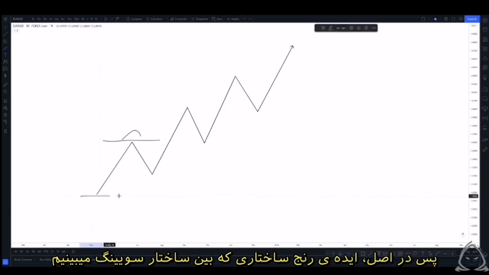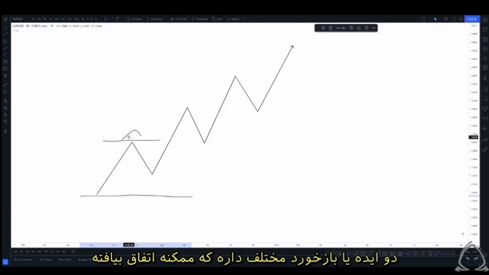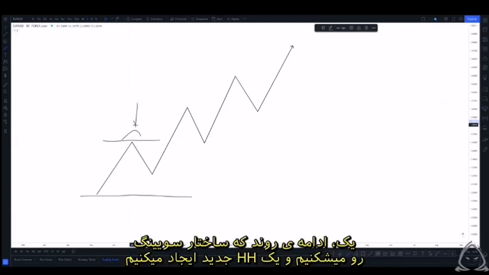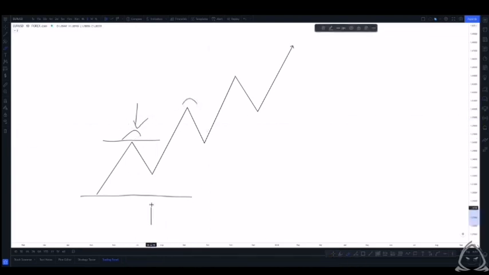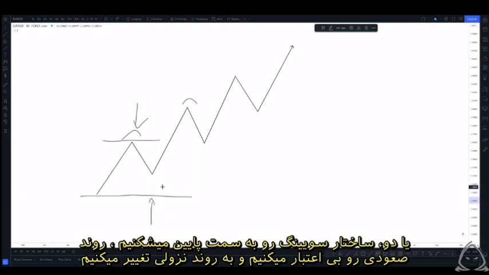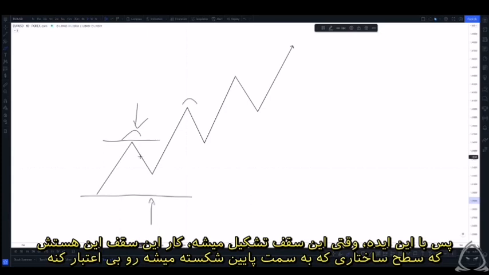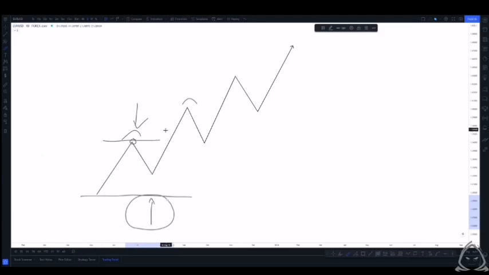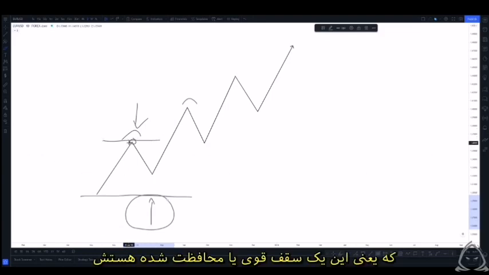So in essence, within this structural range between the swing structure, there are two different outcomes that could happen. One, the continuation of the trend where we break swing structure and create a new higher high, or two, we break swing structure to the downside, invalidating the bullish trend and switching to bearish. So with that in mind, when this high is created, the job of this high is to invalidate the structural level, breaking to the downside, which would then mean that this would be a strong or protected high.